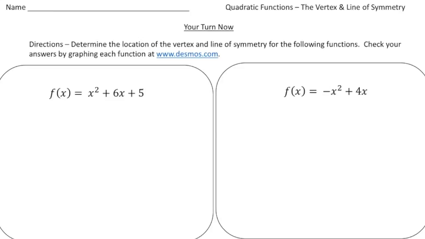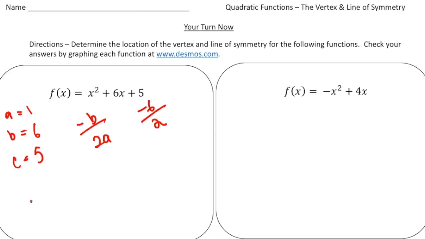Welcome back. Let's see how you did. Here we have the function f of x equals x squared plus 6x plus 5. So again, we have an a value of 1, a b value of 6, and a c value of 5. And again, to get the vertex, it's going to be negative b over 2a. So negative b is going to be negative 6 over 2a, which is 2. So our x value of the vertex is going to be negative 3.